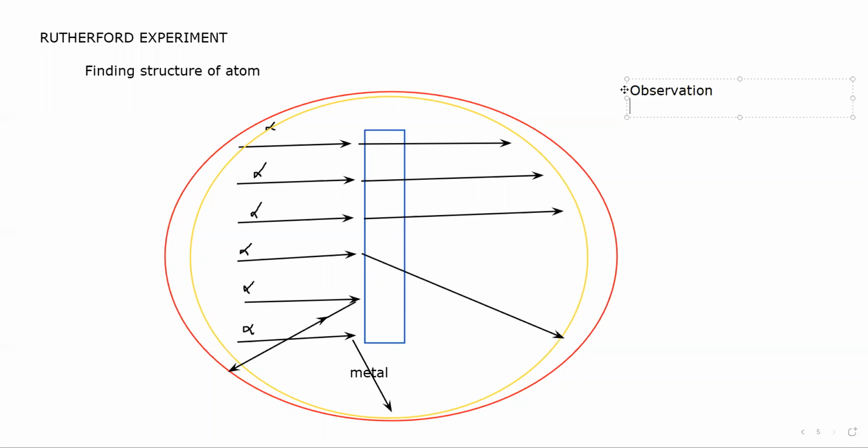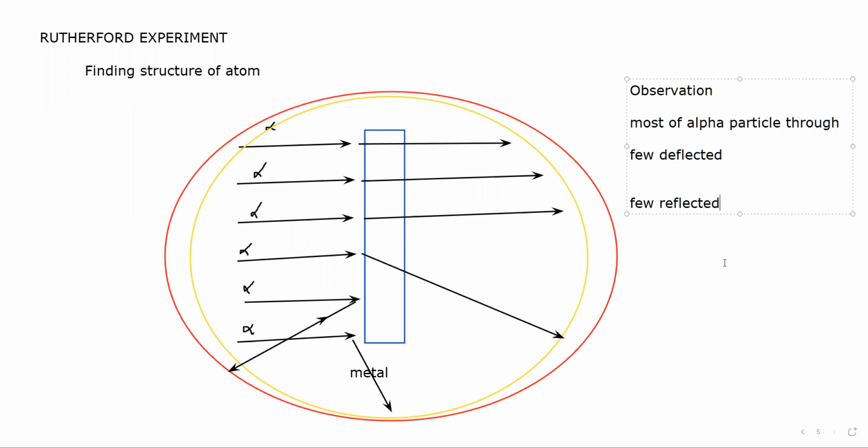Number one, he observed most of the fast moving alpha particles pass through. Few of them deflected and few of them reflected. These are the observations.